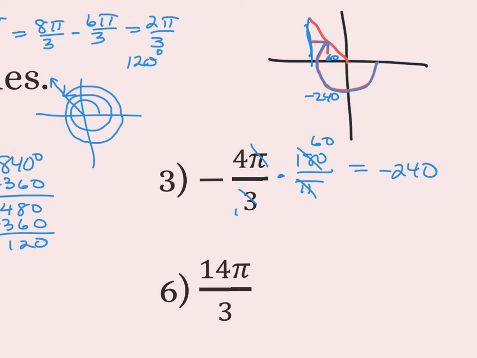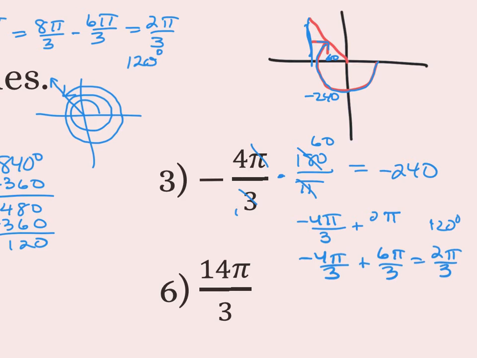So again, if I took my negative 4 pi over 3 and I want to get it into an angle in between 0 and 2 pi, I'm going to add 2 pi to this to get it to be positive. And I'm going to add 6 pi over 3, which gives me 2 pi over 3, which again, you can see is this angle for this terminal side, which is the 120 again. If I were to draw it positive and go this way. So these are coterminal angles. Number 6 was the same as number 2.